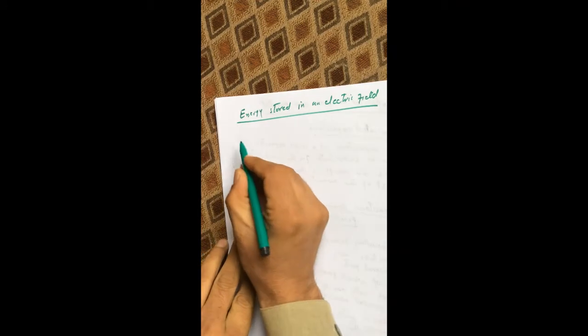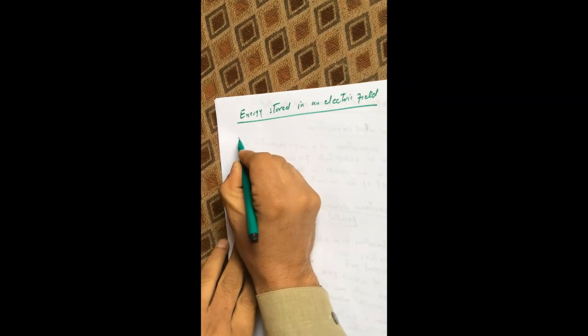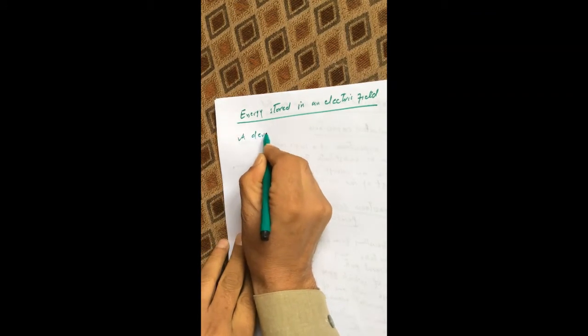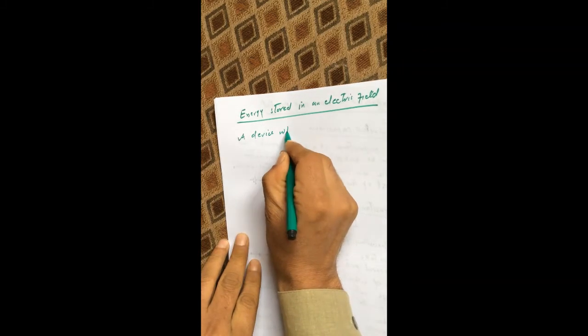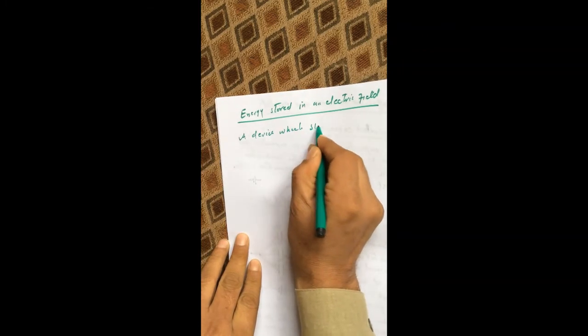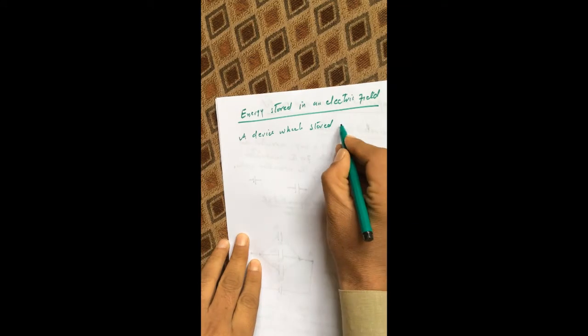Okay, next we have energy stored in an electric field. From the definition of the capacitor, we say that a capacitor basically stores electrical energy. How can we define a capacitor? A device which stores electrical energy.